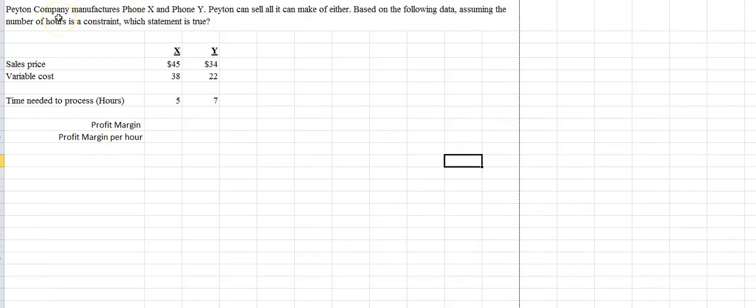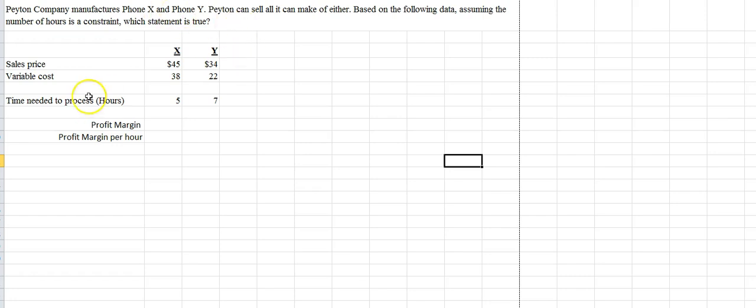Payton Company manufactures phone X and phone Y. Payton can sell all it can make of either. Okay? It can sell all it can make of either. Based on the following data, assume the number of hours is a constraint. You could sell all that you can of either, but you only have a certain amount of hours to make either one of the products or a combination of both, right? So, how are you going to proceed?